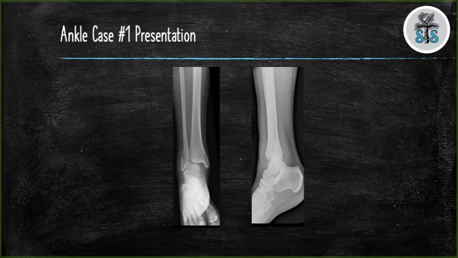How would you read these x-rays? We have two views, AP and lateral, of a right ankle, demonstrating a bimalleolar equivalent ankle fracture. We will discuss what this orthopedic jargon means during this lecture, but basically, it relays that there's a distal fibula fracture with medial clear space widening.